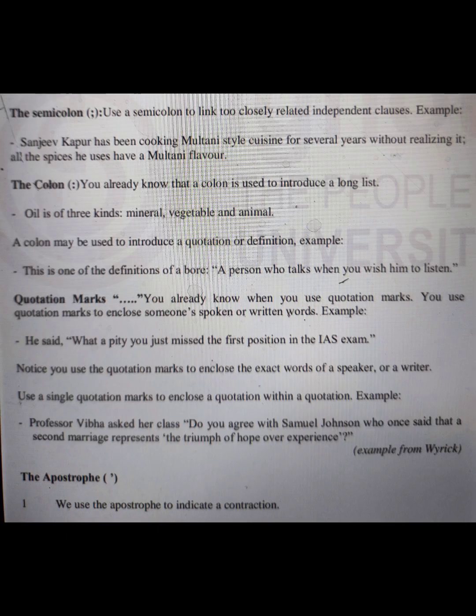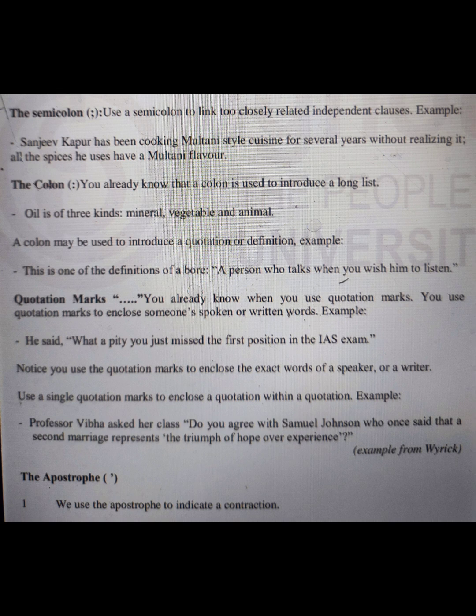The colon. You already know that a colon is used to introduce a long list. Oil is of three kinds: mineral, vegetable and animal. A colon may be used to introduce a quotation or definition. Example: This is one of the definitions of a bore: a person who talks when you wish him to listen.